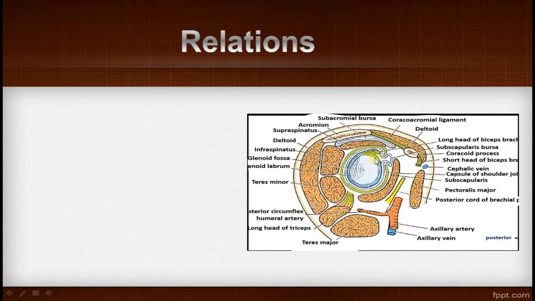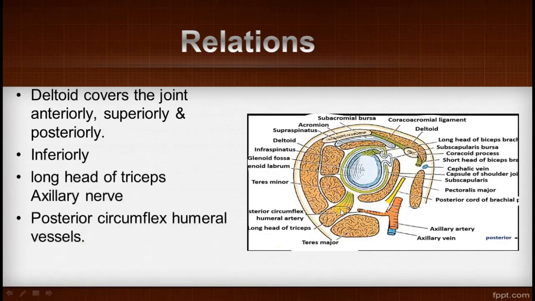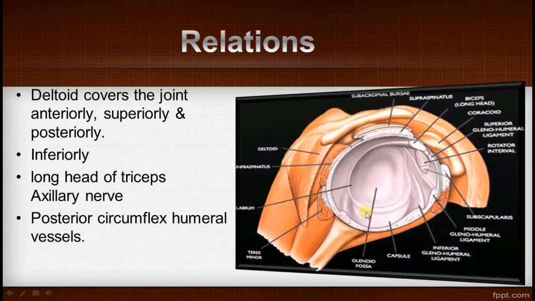Long head of triceps. The tendon of the long head of biceps is seen within the capsule. Inferiorly you come across the long head of triceps and the posterior circumflex artery from the axillary artery, and you also come across the axillary nerve, which is from the posterior cord of the brachial plexus. As I told you, the deltoid covers the joint anteriorly, superiorly and posteriorly. Inferiorly you have the long head of triceps, the axillary nerve from the posterior cord, and posterior circumflex vessels from the third part of the axillary artery. This is a three-dimensional view showing the relations of the shoulder joint. So you are able to see.